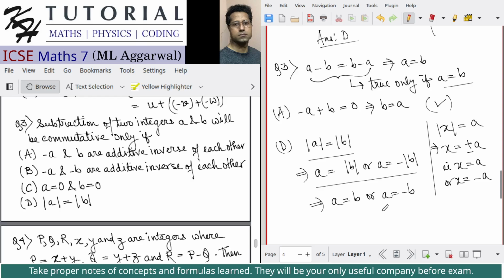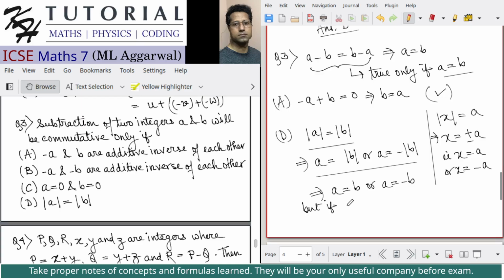So choice D, the fact that absolute value of A is equal to absolute value of B, implies that the value of A can be B or minus B. But A cannot be minus B, because if A is minus B, then we will not have A minus B equal to B minus A. If A is equal to minus B, then A minus B will be minus B minus B, which is minus twice B, and B minus A will be B minus minus B, which is B plus B, which is twice B. Minus twice B is not equal to twice B. So definitely, if A is equal to minus B, then A minus B is not equal to B minus A.